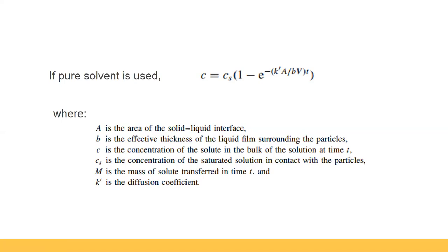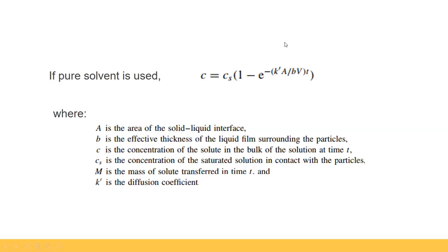Now, what do you have in this formula? The formula is dependent on C sub S, which is the concentration of the saturated solution in contact with the particles. This is normally given by the problem, whereas C is just the concentration of the solution at any particular time. So in this formula, you have the K prime, which is the diffusion coefficient. It's a constant. The A, which is the area of the solid-liquid interface. This is also fixed. It should not be varying. The B is the effective thickness of the liquid film surrounding the particles. So we view in the case of leaching that your individual particles are being surrounded by this liquid film. The thickness of that liquid film is letter B. Then we have the V as the volume of the solution. I was not able to include it here. It's the volume of the solution, and of course T is the time.